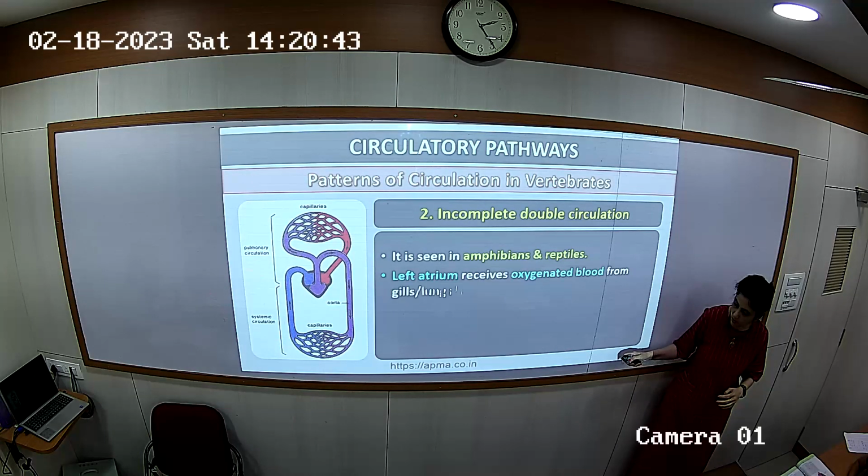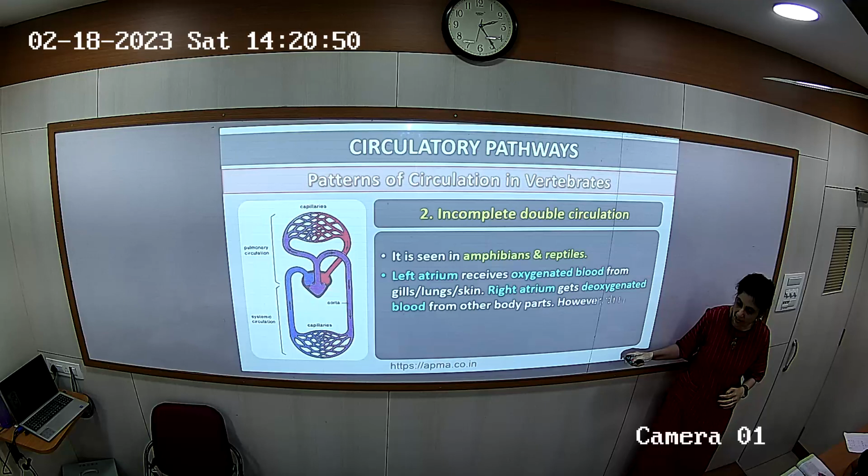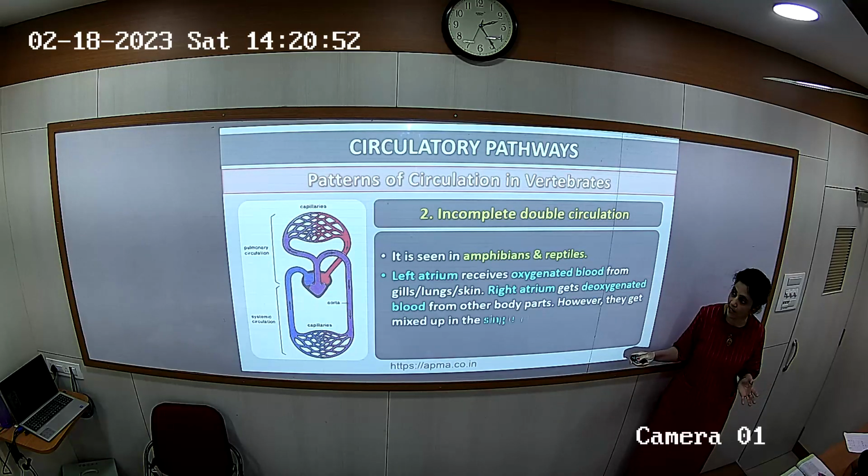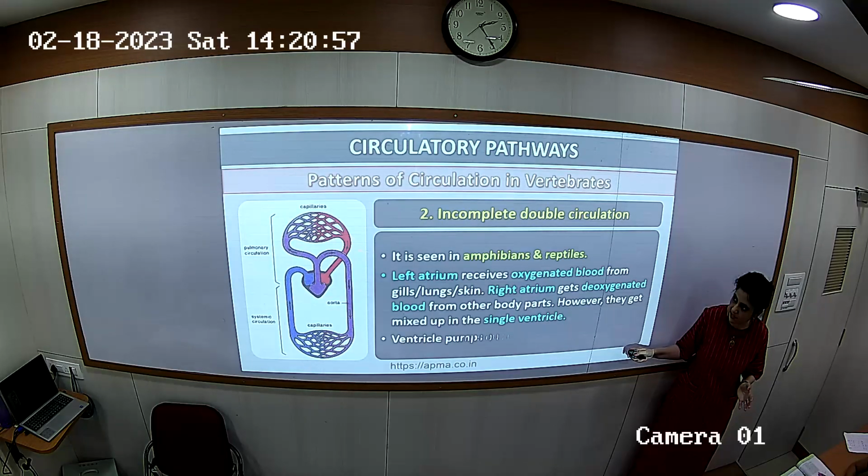Deoxygenated blood goes to the right atrium. Okay? From here it goes to the right ventricle. This is blue and this is shown purple. Why? Because it is mixed blood. Okay? Then from here the pulmonary veins are carrying oxygenated blood to the left atrium.